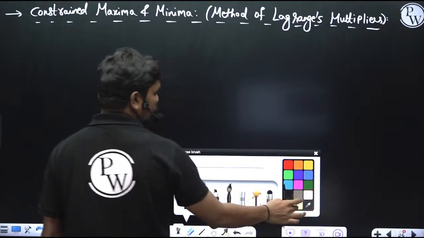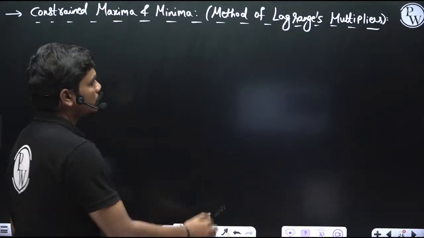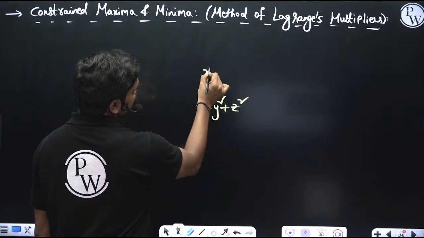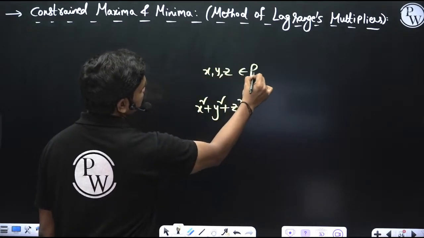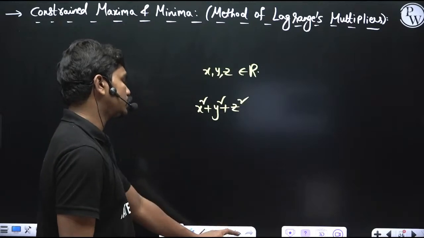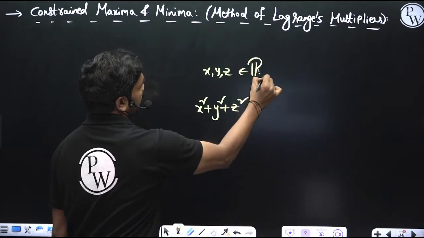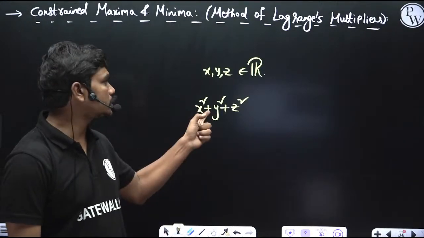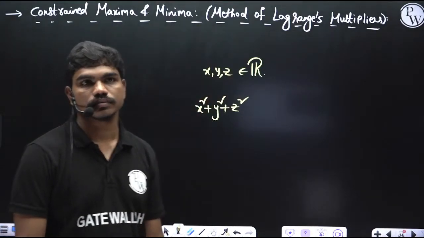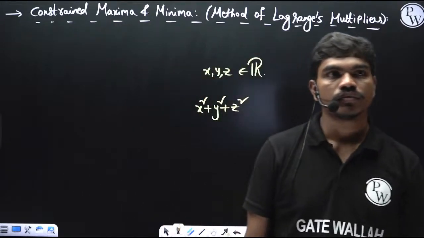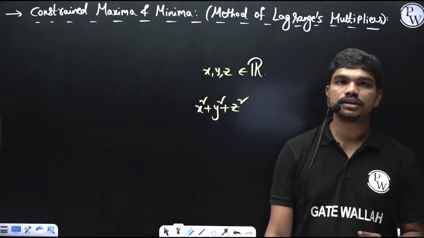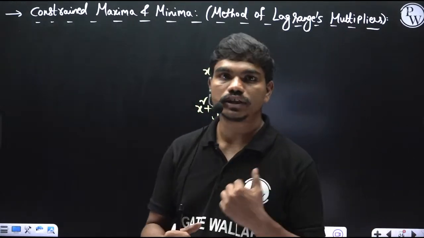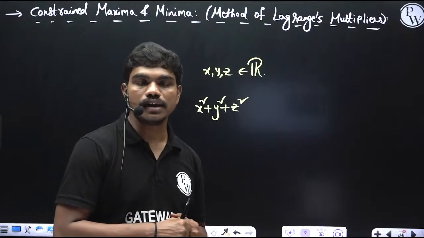Now let's see. In general, if I ask you this question, what is the value of x square plus y square plus z square, where x, y, z are real numbers? Then what is the minimum value of this function? Can someone tell me what is the minimum value of this function if x, y, z are real numbers? Can anyone quickly tell?